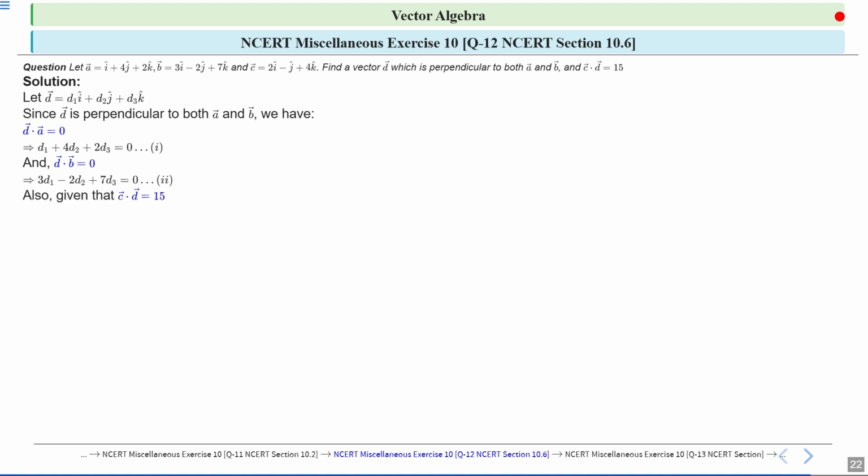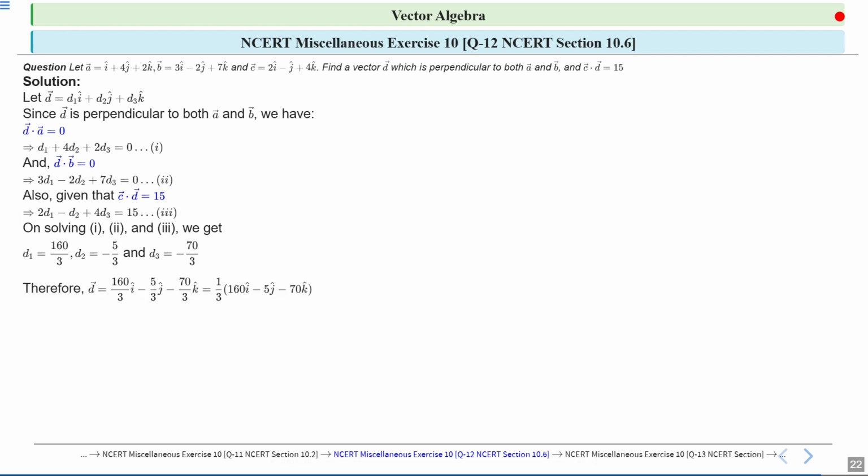Equation 2. Also given that C vector dot D vector is equal to 15, so 2 D1 minus D2 plus 4 D3 is equal to 15. Assume this as equation 3. On solving equations 1, 2 and 3, we get D1 is equal to 160 upon 3, D2 is equal to minus 5 upon 3 and D3 is equal to minus 70 upon 3. Therefore, D vector is equal to 160 upon 3 I cap minus 5 upon 3 J cap minus 70 upon 3 K cap, right?